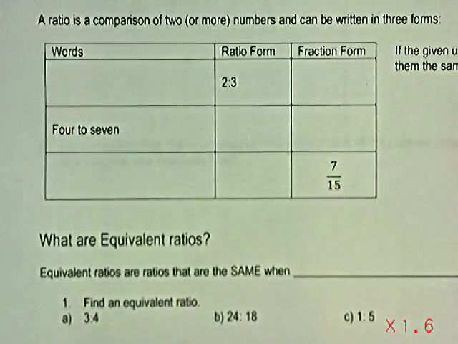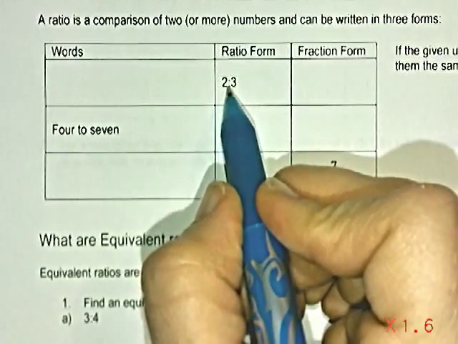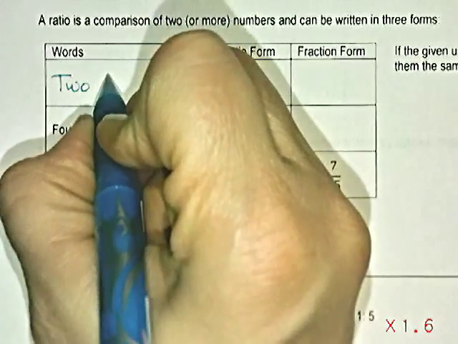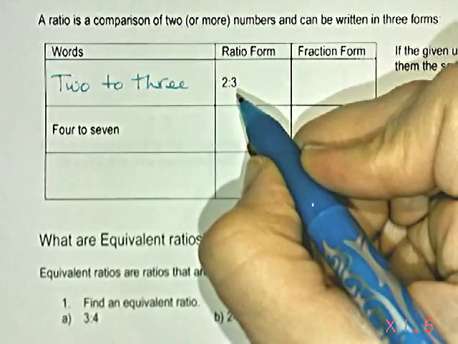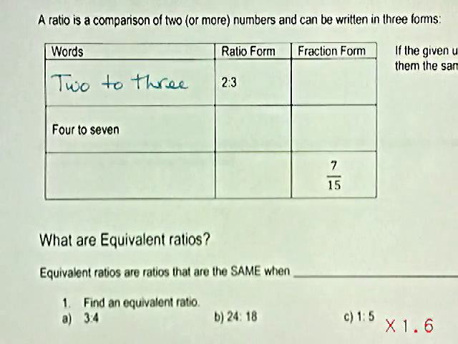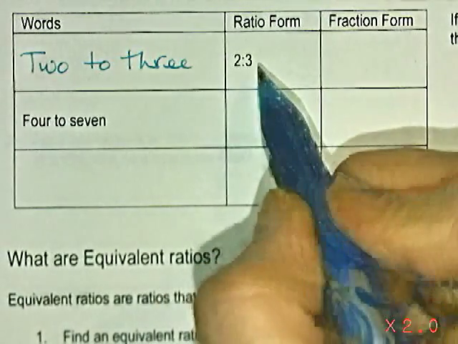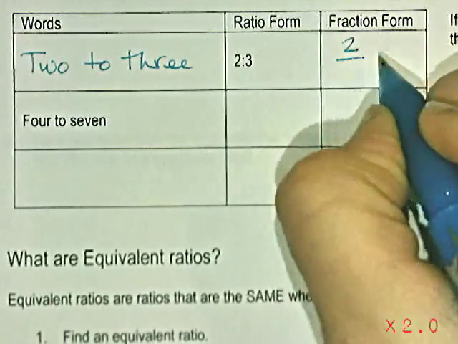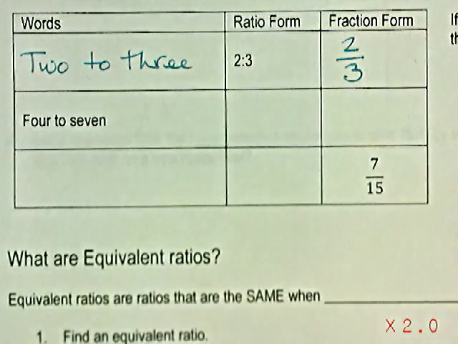So, in words, we would say that this is 2 parts to 3 parts, or we could simply shorten that to 2 to 3, and we would show that with this symbol, the sideways dots, the colon, 2 parts to 3 parts. In fraction form, we put that first number on top, 2 parts to 3 parts. And we have 3 ways to represent a ratio.